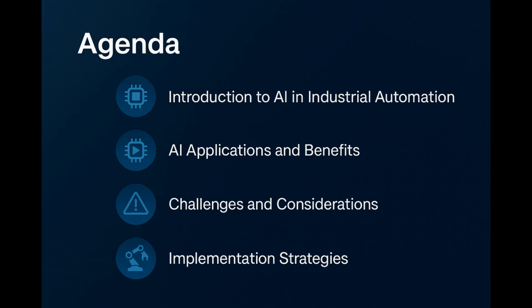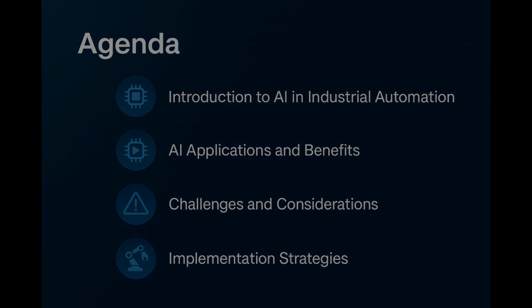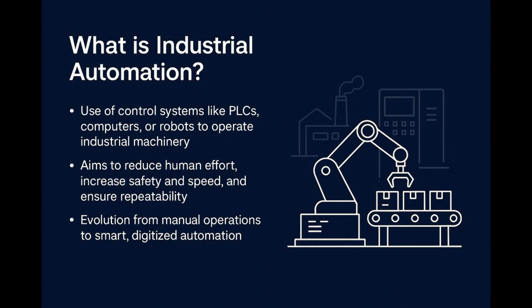Let's begin with a foundational understanding of what industrial automation is and how it's evolving with AI. Industrial automation is the use of control systems like PLCs, computers, and robots to operate machinery, perform repetitive tasks, and manage complex processes without continuous human intervention. The main goals of automation have always been consistent: improve safety, increase speed, reduce human error, and make production more efficient and scalable. Traditionally, automation relied heavily on fixed logic and pre-programmed instructions.